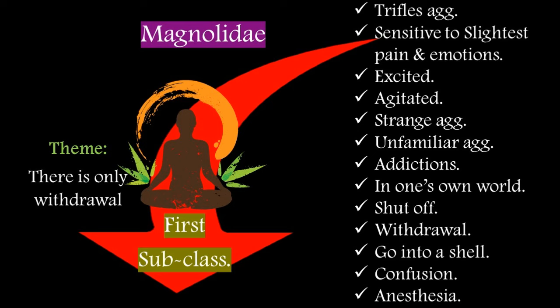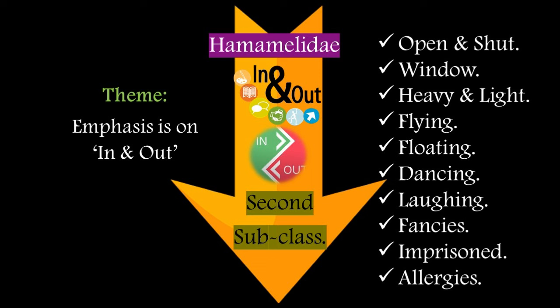The first subclass, the magnoliids, has as its main theme no cover, completely being exposed. I feel raw and oversensitive. Maybe that oversensitivity could be to noise, to weather changes, or to any external impression. In the second subclass, the theme is all about open and shut.